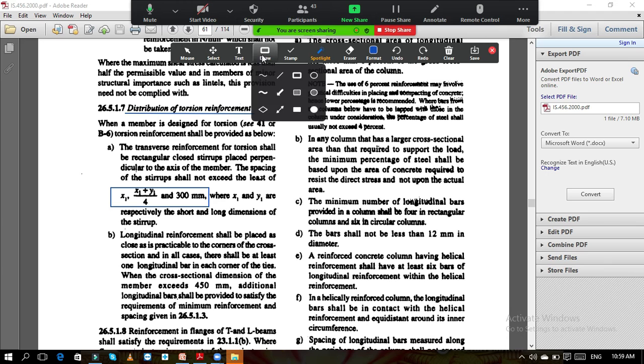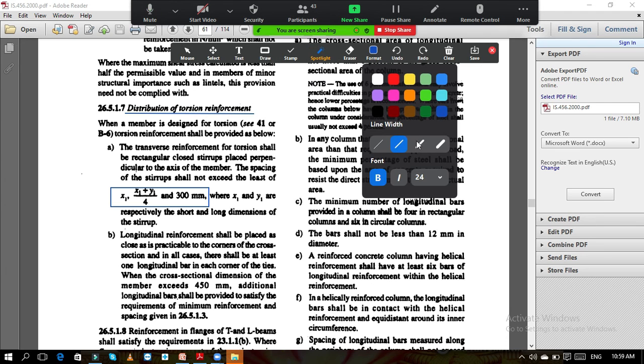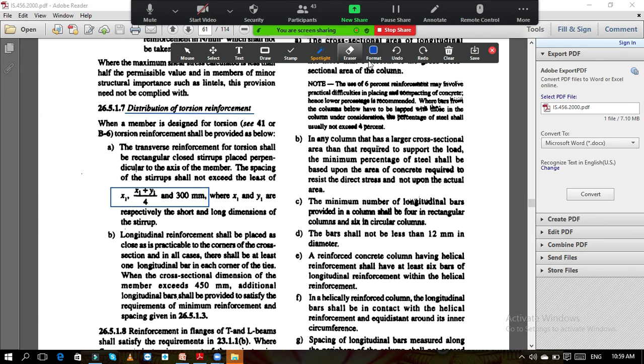So this is a very important line. If I underline this, the spacing of the stirrups shall not exceed the least of x1, (x1 plus y1) by 4, and 300 mm.